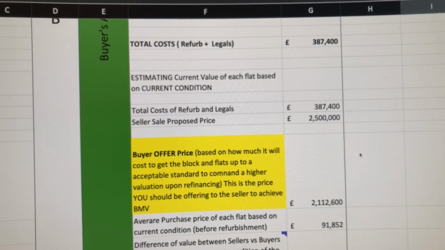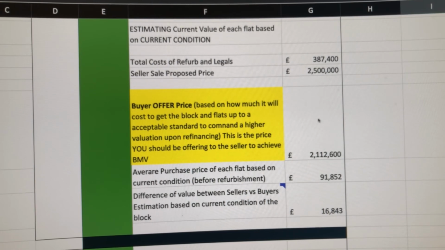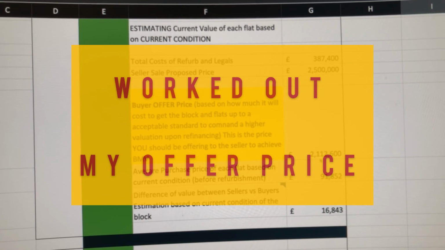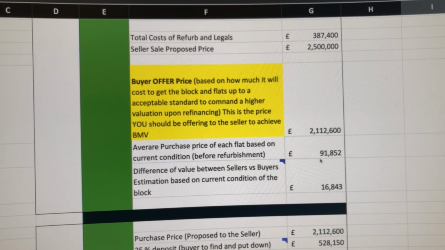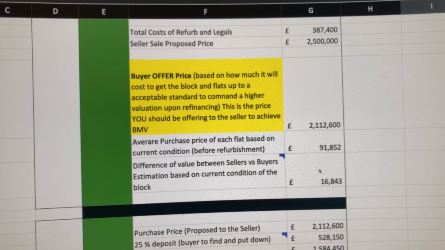So in this scenario, I took £2.5 million, what the seller wanted. I took out the cost that it was going to cost me to get the block and the flats individually to a level where we would be able to value it higher. So then that gave me an offer price of around £2.1 million. This then brought the average unit price to £91,000. So between my valuation of a flat and the seller's valuation of a flat, there was a £16,843 difference.